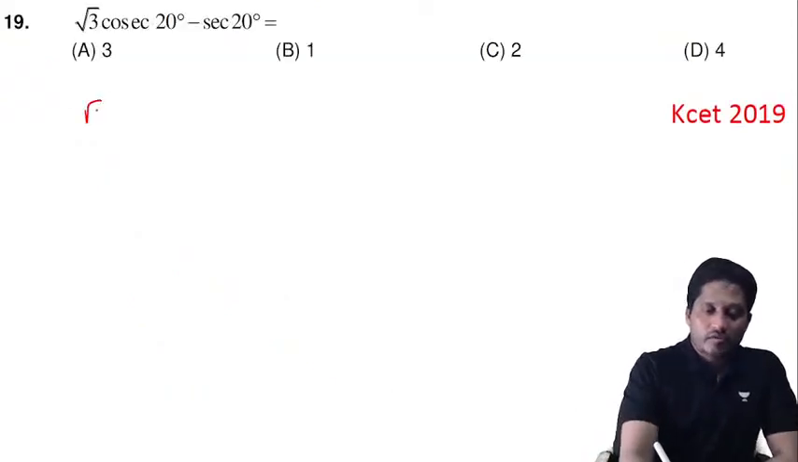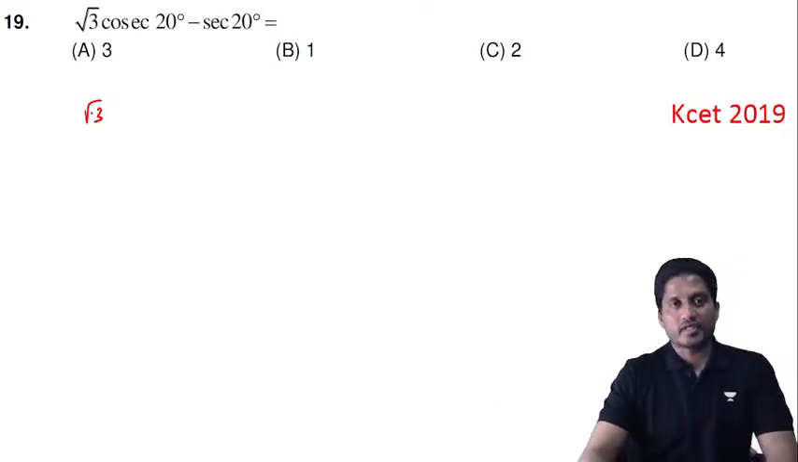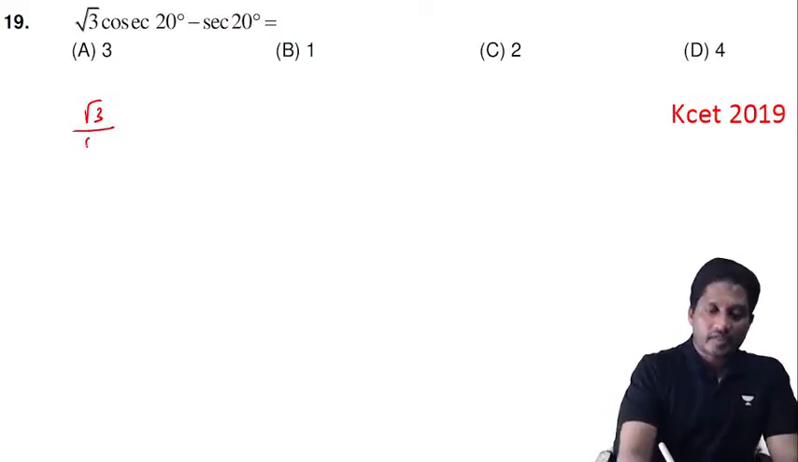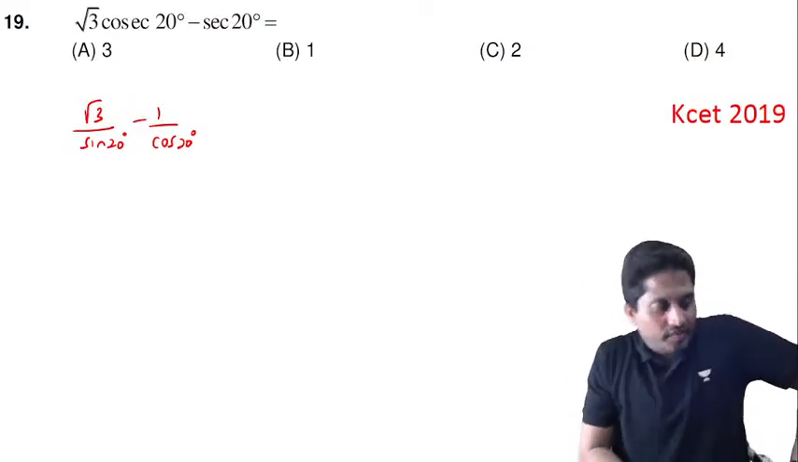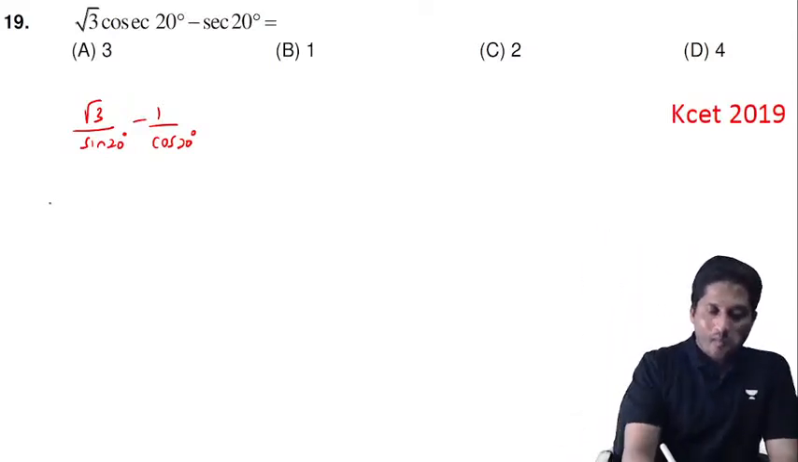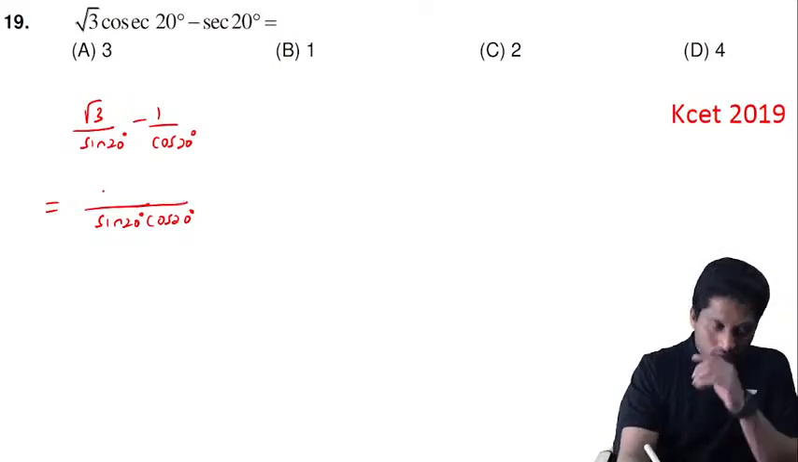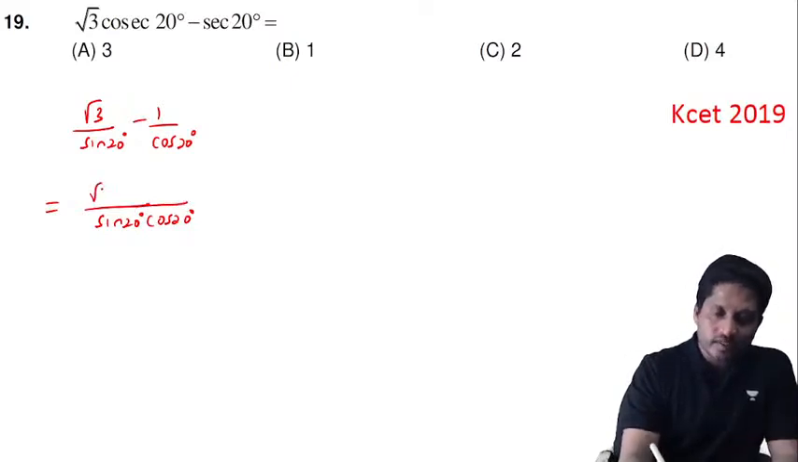Alright, so this is equal to root 2. It's an NCERT exemplar question. So cosec can be written as 1 by sin and sec can be written as 1 by cos. Now if I take LCM and cross multiply, this is sin 20 into cos 20. If I cross multiply, you will get this as root 3 into cos 20 minus sin 20.